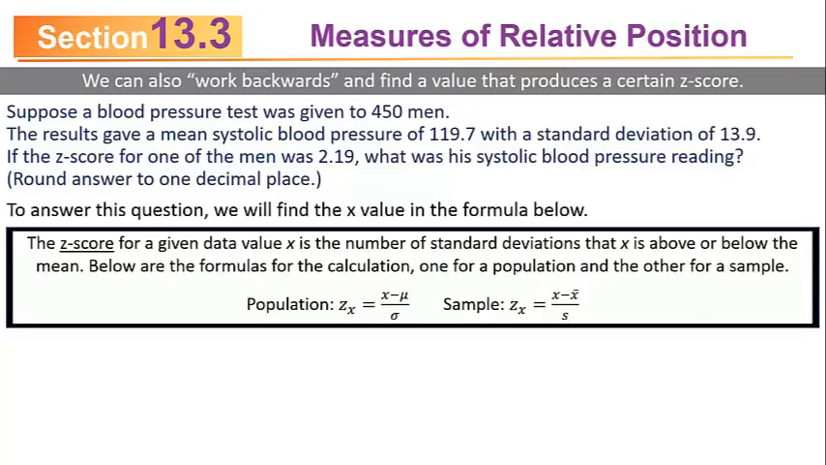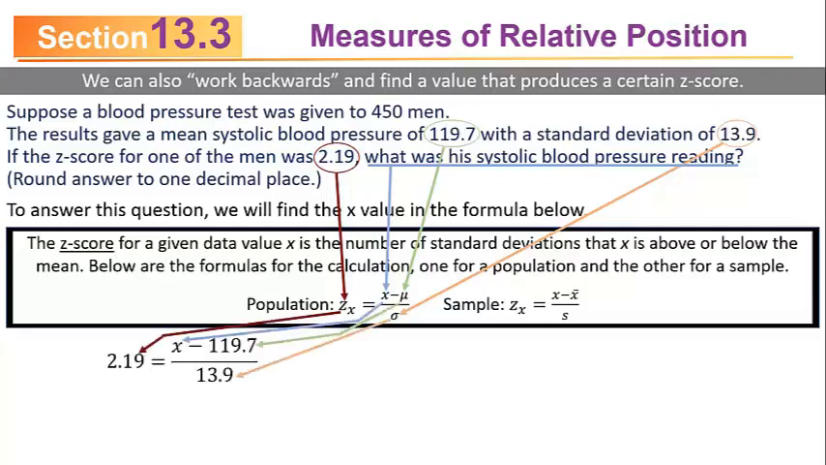So what we have to do is write down the formula for calculating a z-score. Again, it doesn't really matter if it's a population or a sample. And we're solving for x this time, but we know that the z-score was 2.19. We know the mean blood pressure was 119.7, and we know that the standard deviation is 13.9. So you plug those numbers into the formula, and I chose the population one, but if you'd chosen the other one, the process is the same.